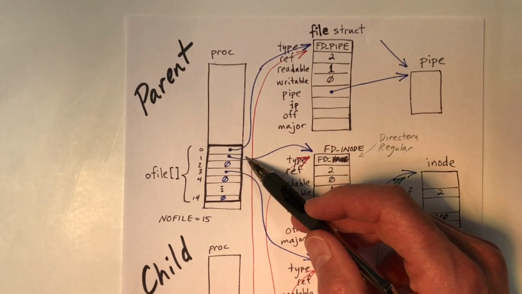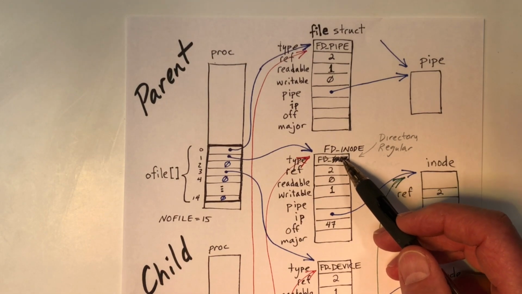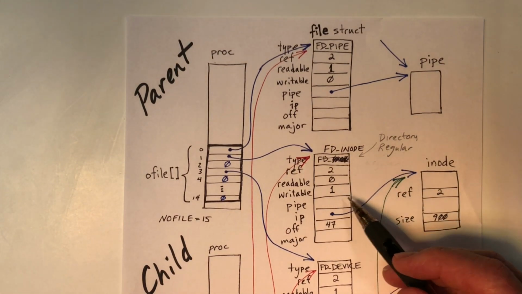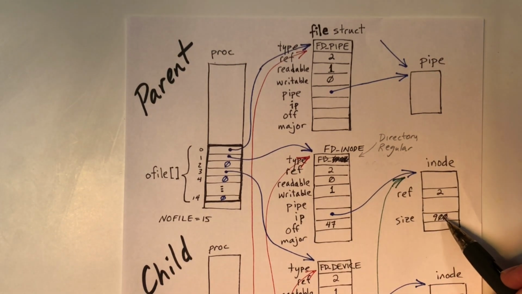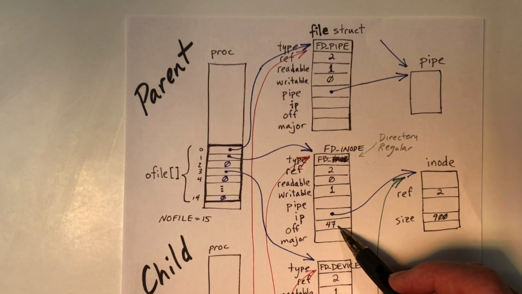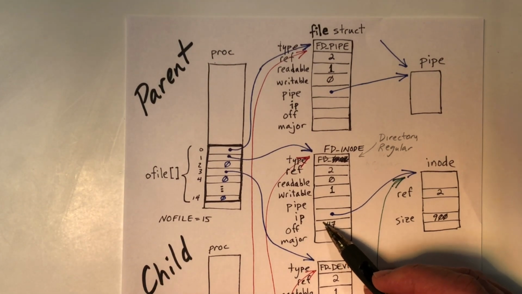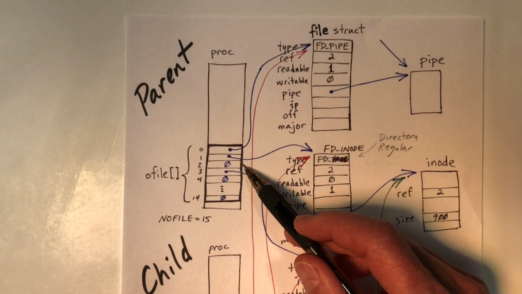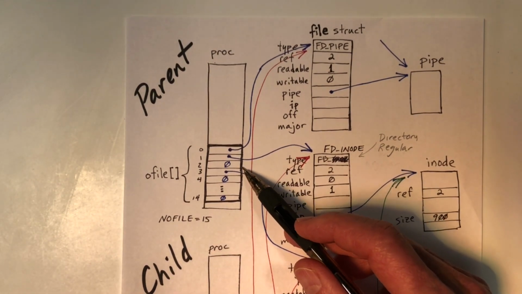And standard out will go to a file. That file is described by this inode. It happens to have a size of 900, but we're writing starting at the beginning of this file, and we've made it up to location 47 at this point. And for some reason, standard error is closed, which would not really be normal.